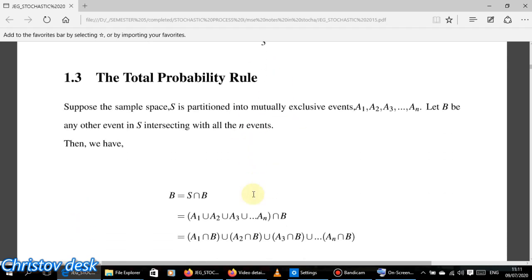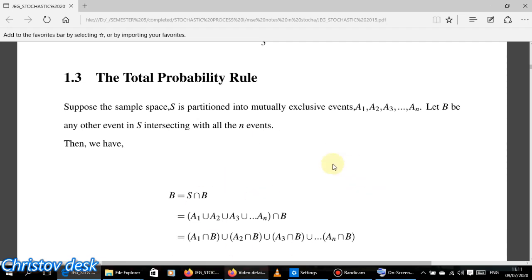So the total probability is the next thing we have to look at. Suppose that the sample space S is partitioned into mutually exclusive events. Let B be another event intersecting with all the n elements. Then we have the following.